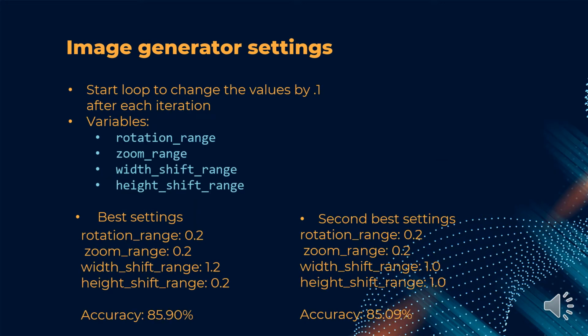So here is the image generator settings that we would manipulate via the loop. We would start the loop to change the values by 0.1 after each iteration, and the variables changed were rotation range, zoom range, width shift range, and height shift range. And we also have listed here what 2 settings we found to be the best and their accuracy percentages.